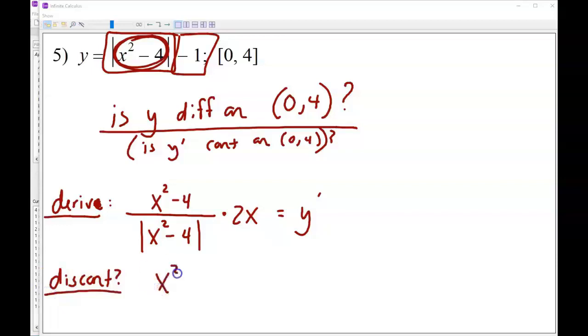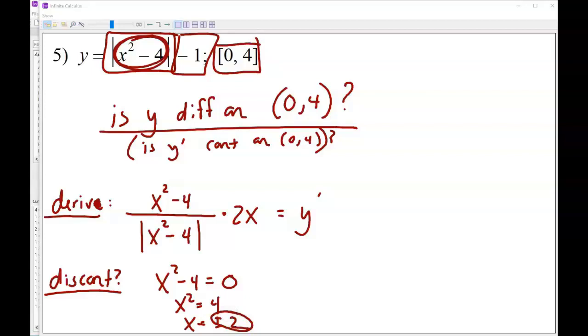So is x squared minus 4, can it equal 0 anywhere? Well, if I add 4 to both sides and then take the square root, it actually has two discontinuities, positive 2 and negative 2. Are either one of those on the interval from 0 to 4? Yes, positive 2 is on the interval from 0 to 4.